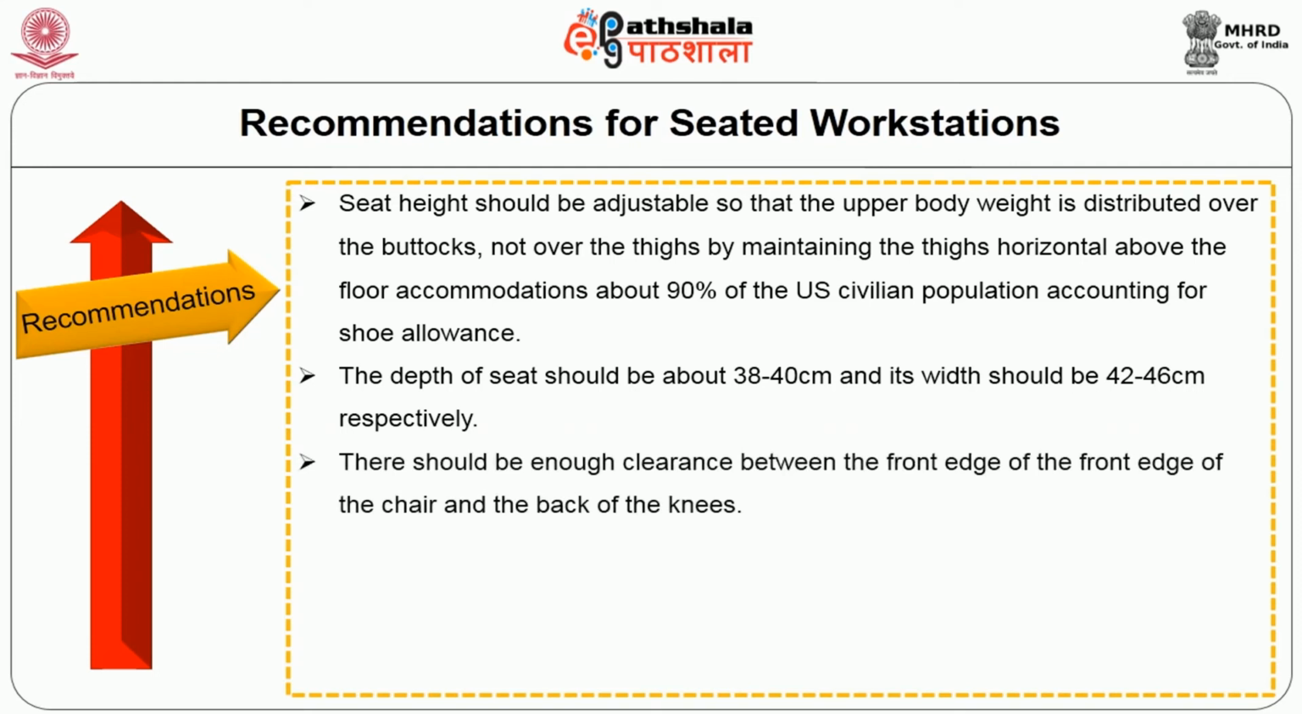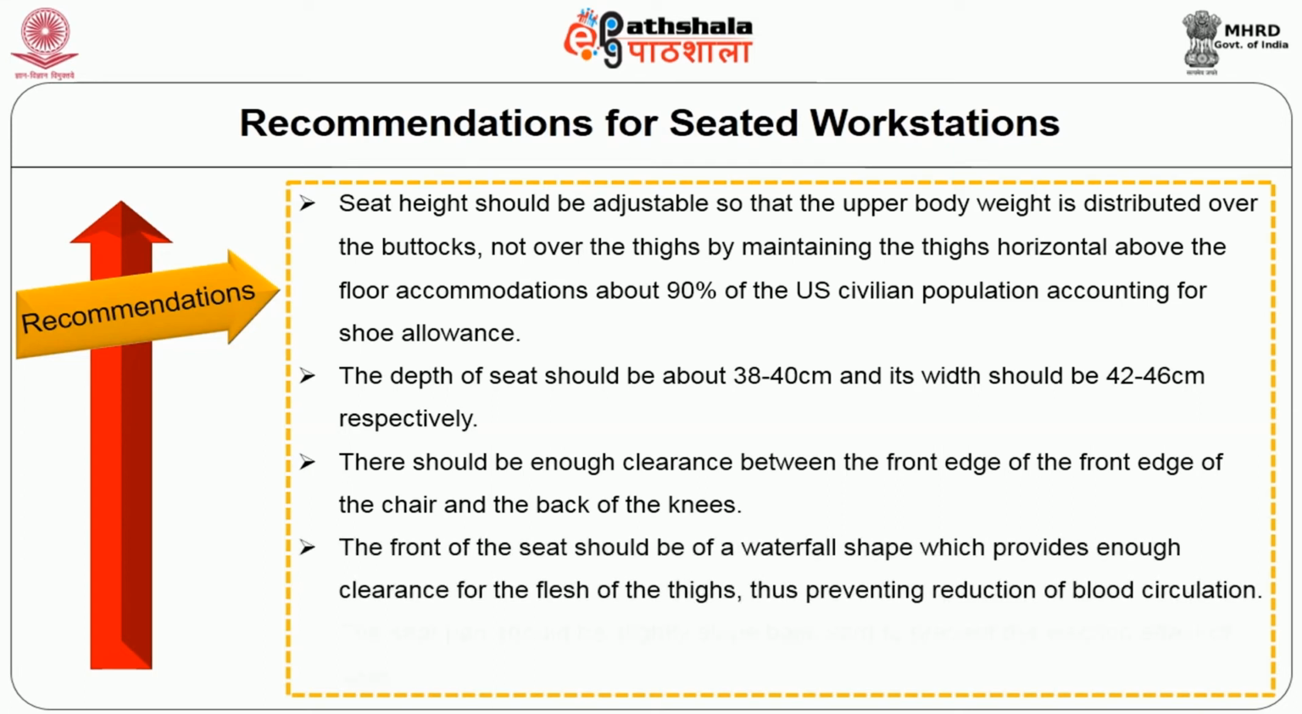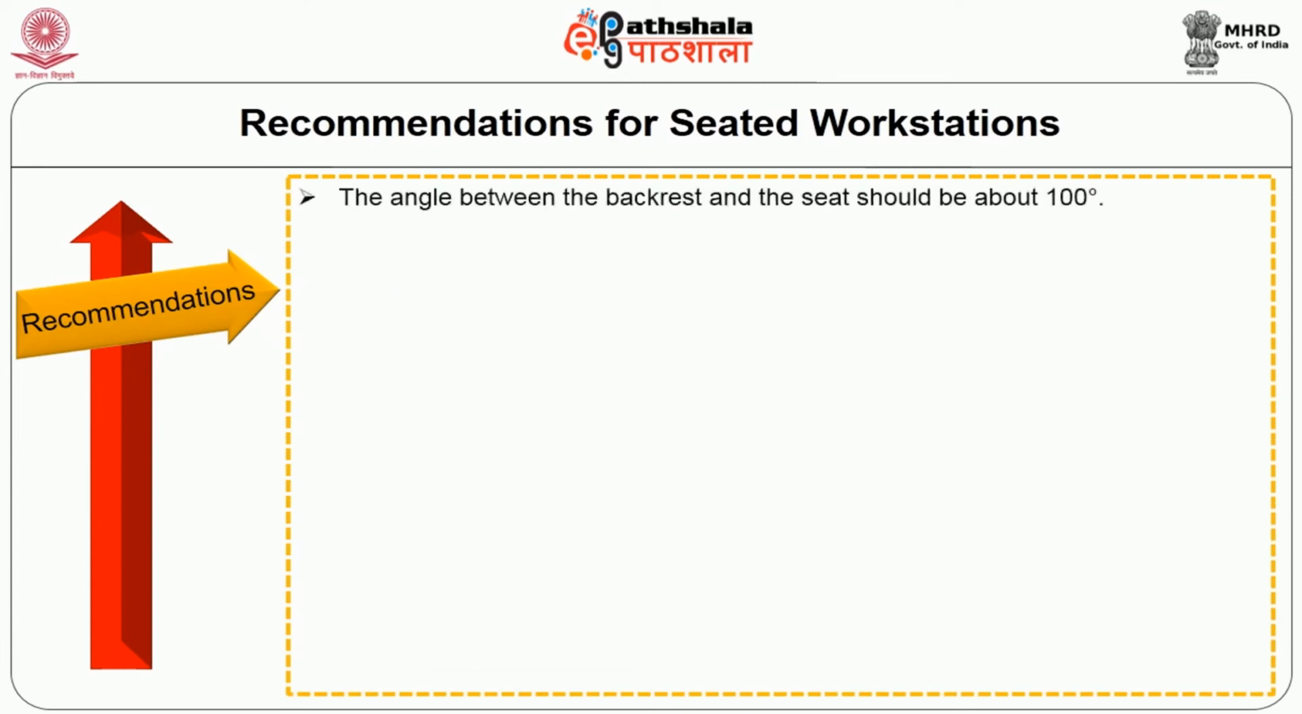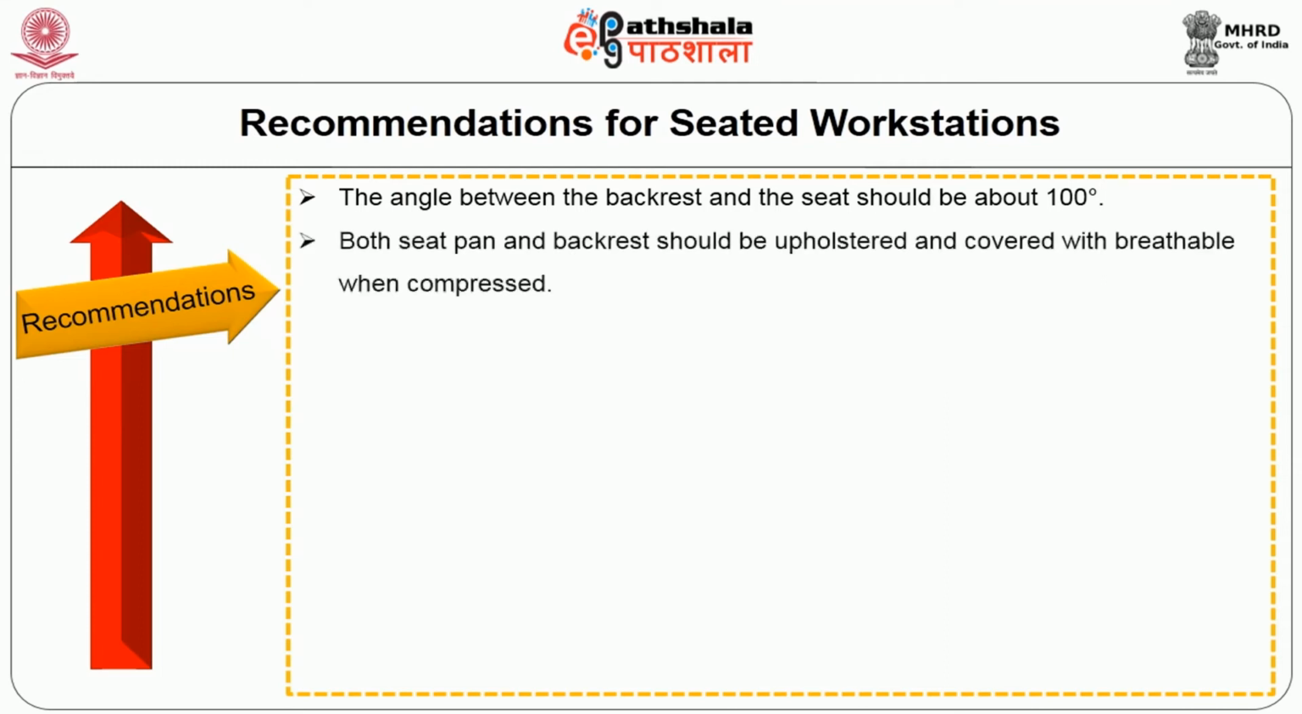There should be enough clearance between the front edge of the chair and the back of the knee. The front of the seat should be of a rounded shape which provides enough clearance for the flesh of the thigh and thus prevents reduction of blood circulation. The seat pan should be slightly sloped backwards to prevent the ejection effect of the seat. The angle between the backrest and the seat should be about 100 degrees. Both seat pan and backrest should be upholstered and covered with material that is breathable when compressed.